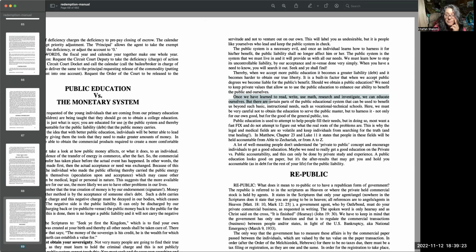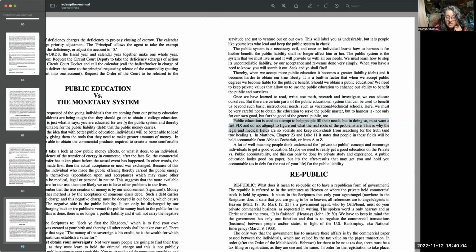But there are certain parts of the public educational system that can be used to benefit us beyond such basic instructional needs, such as vocational technical schools. Here, we must be very careful not to obtain the education to serve the public master, but to harness it, not only for our own good, but for the good of the general public too. Public education is used to attempt to help people fill their needs, but in doing so, most want a fast fix and do not attempt to figure out what the real roots of the problems are.